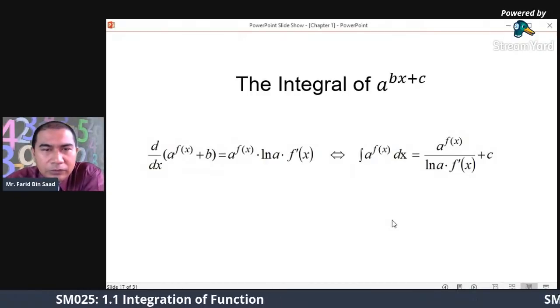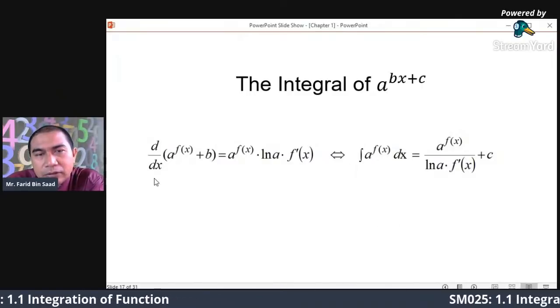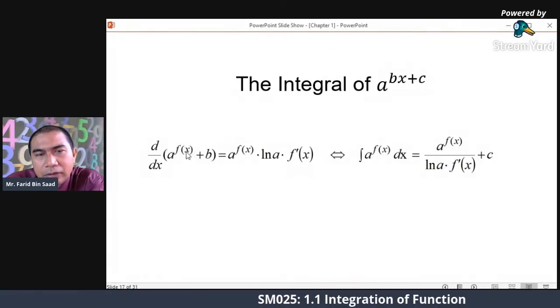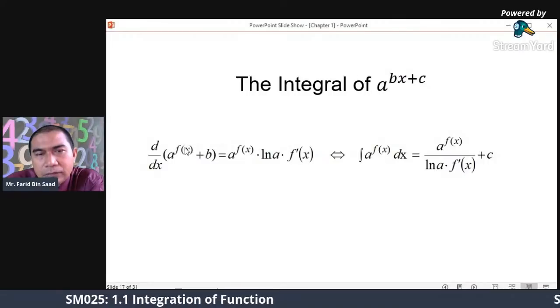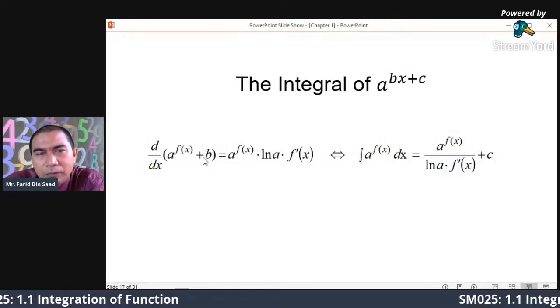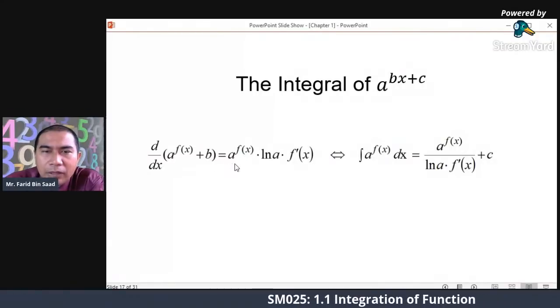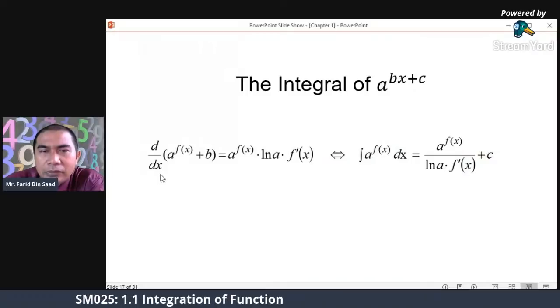This one also has a note. When we differentiate a power of f(x), where f(x) is a function in terms of x, plus b, where b is a constant or integer, it is equal to a power of f(x) times ln a times f prime x. So this one is a basic differentiation.